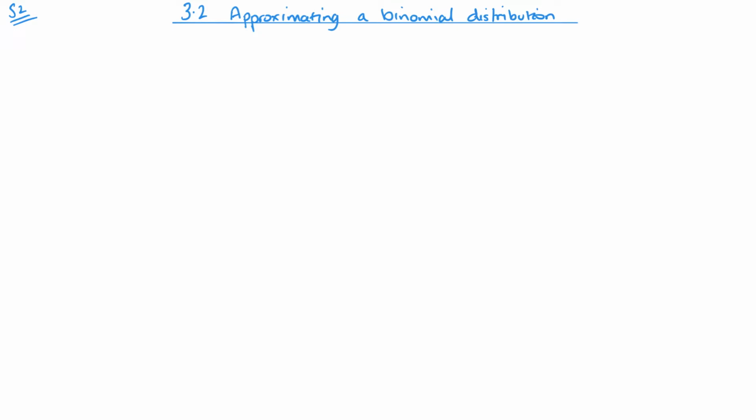In this video we're looking at approximating a binomial distribution, unit 3.2. In the last video we looked at approximating a binomial distribution by using a Poisson distribution. In this one we're going to look at approximating a binomial by using the normal distribution, which we learned all about in S1. Let's first consider the normal distribution.